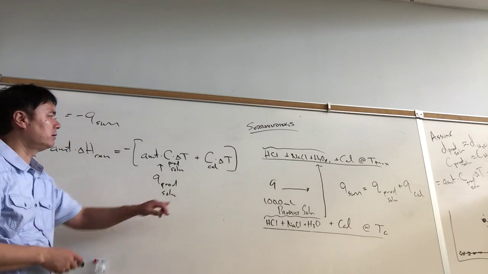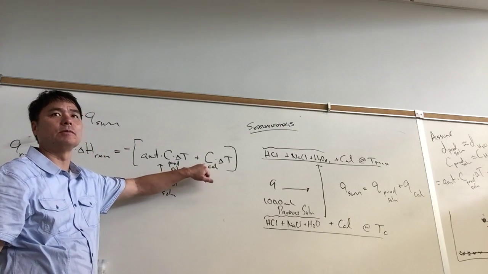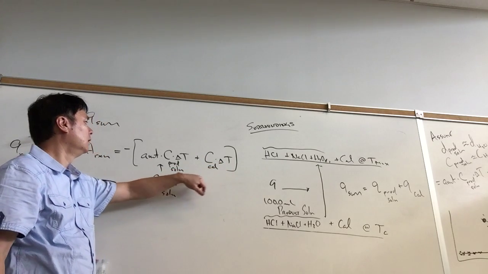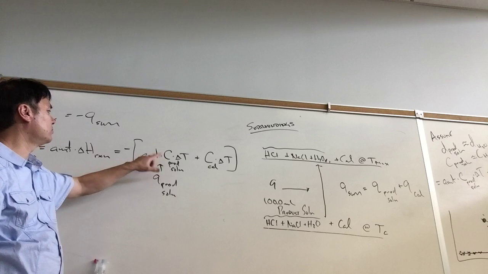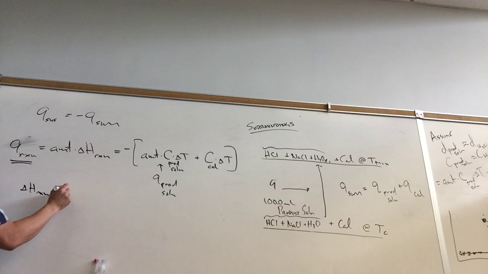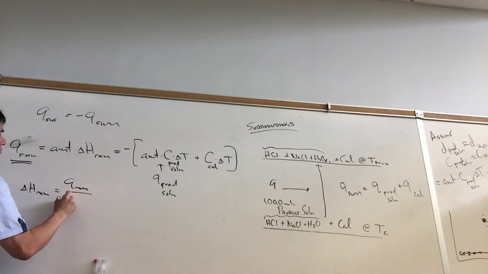We know what the calorimeter heat capacity is from the previous experiment. We know what delta T is from the graph. We make the assumptions for these, so we know all this. What we don't know is Q of the reaction. So we're going to calculate Q of the reaction, and then we're going to calculate delta H of the reaction. Delta H of the reaction is just Q of the reaction over the amount.